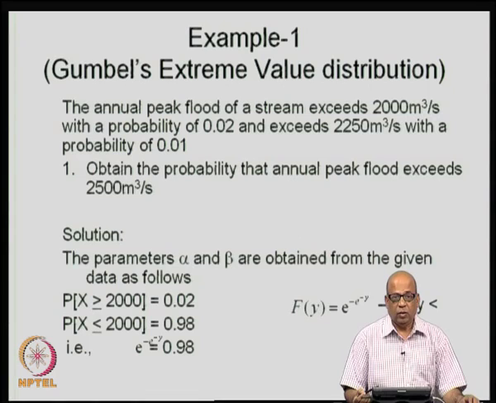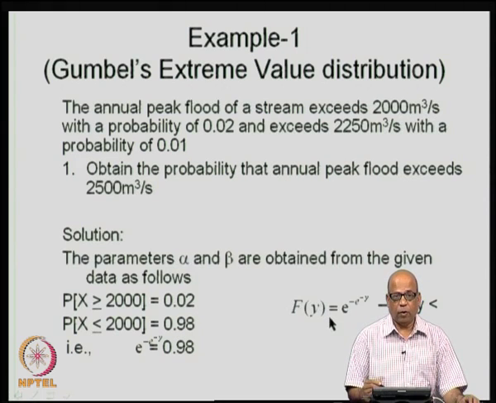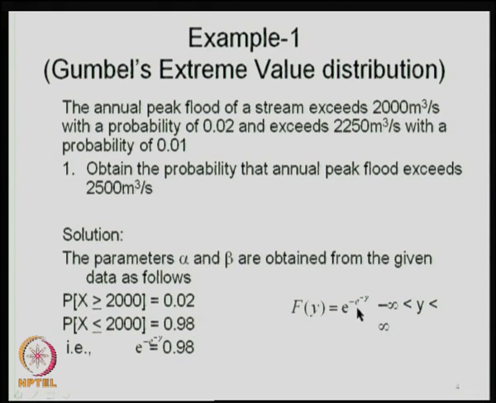So, how do we do this? Like we did with all earlier distributions, we first estimate the parameters alpha and beta. To estimate the parameters, we consider the fact that probability of x being greater than or equal to 2000 is given to be 0.02, from which you write probability of x being less than or equal to 2000 as 0.98, and you know that F of y, which is a CDF, is e to the power minus e to the power minus y if we use the transformation. So, we use the transformation and write the CDF equal to 0.98 for that particular value of y.